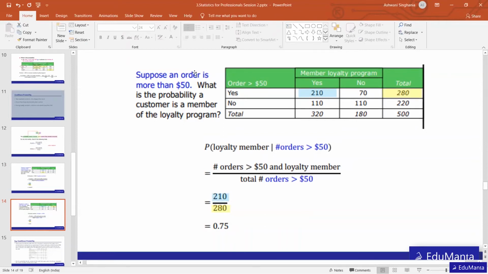Here, suppose an order is more than $50. So what has already occurred? The order above $50. The number of orders above $50 is 280, which will be the denominator, whereas we want the probability that the customer is a member of the loyalty program. Out of these 280, only 210 of them are covered under the loyalty program. So 210 by 280 gives 0.75 as the probability.